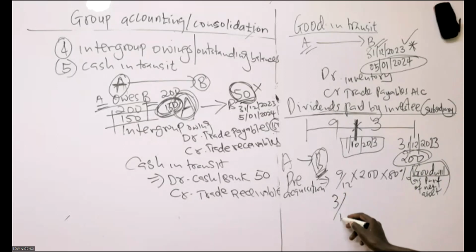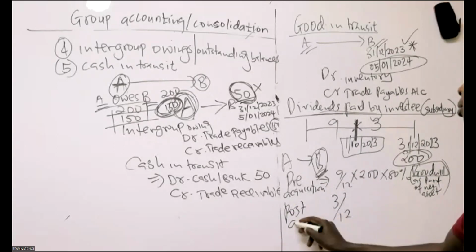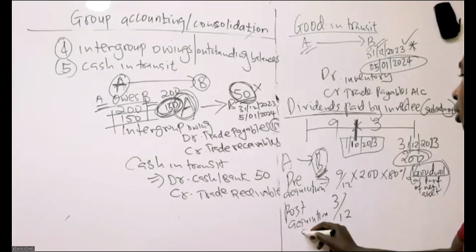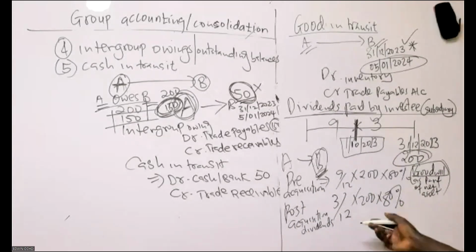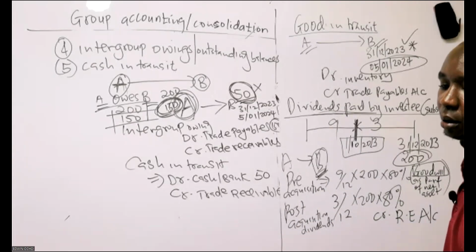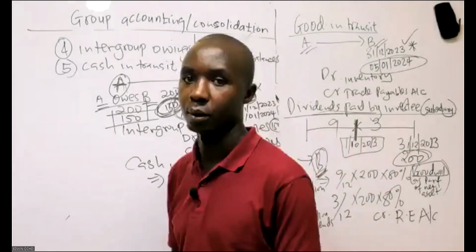And for the post, so 3 months, post-acquisition dividends: 3/12 times 200 times 80%. This one, where would I use them? So you credit in the retained earnings account. They will affect the retained earnings account.